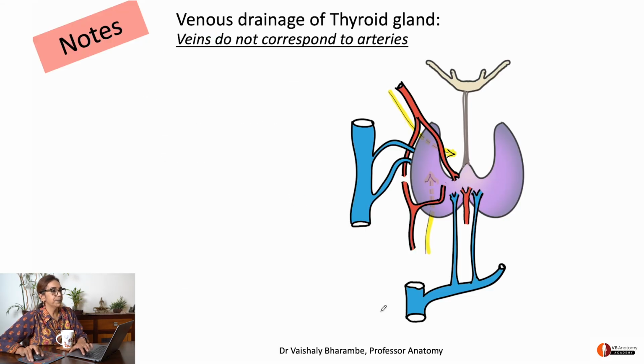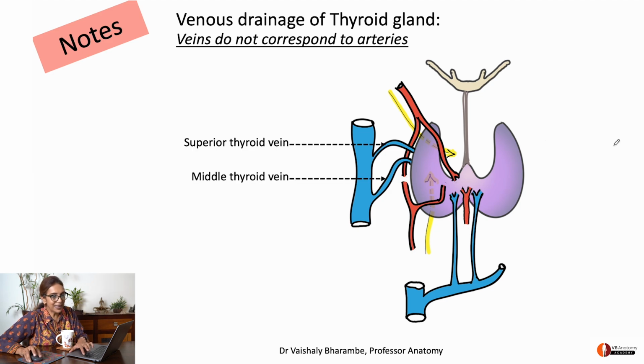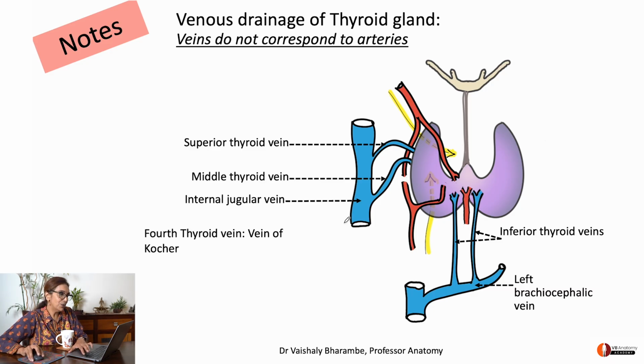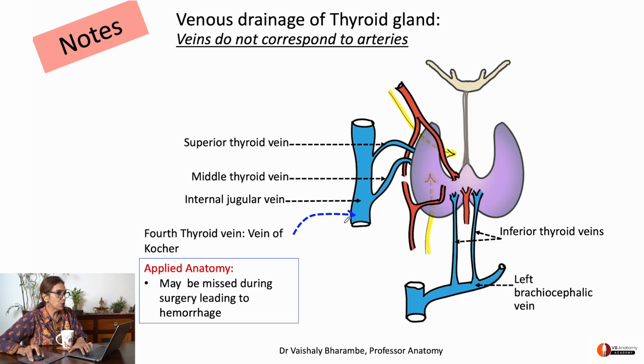I'll show you why. So here's your thyroid gland. Superior thyroid from it drains into internal jugular. Middle thyroid vein clearly seen draining into internal jugular vein. The inferior thyroid vein drains into the left brachiocephalic vein. That's why the left brachiocephalic was given the option. Middle thyroid vein drains into internal jugular. Just for your knowledge, there is a fourth thyroid vein, the vein of Kocher, which also should be looked for, which drains into internal jugular, sometimes causes massive bleeding in thyroid surgeries.